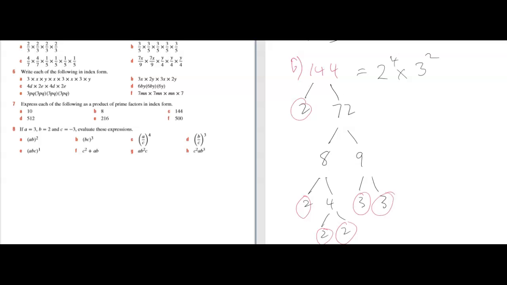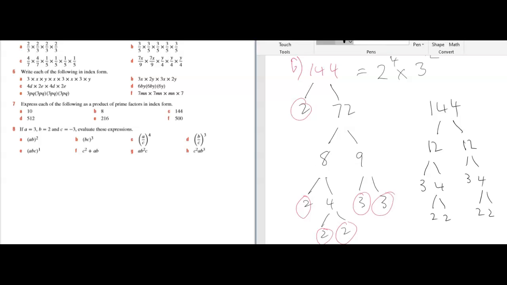Now, if you wanted to do that using 12 times 12, okay, so it doesn't matter what pair of factors you work with. So we know 12 times 12 is 144. Then we can split that up into 3 and 4, both of them. 3 is already a prime number, but 4 isn't. It can be split into 2 and 2. And you can see there, we've now got our prime numbers, so I'm going to circle them, just like we did before.